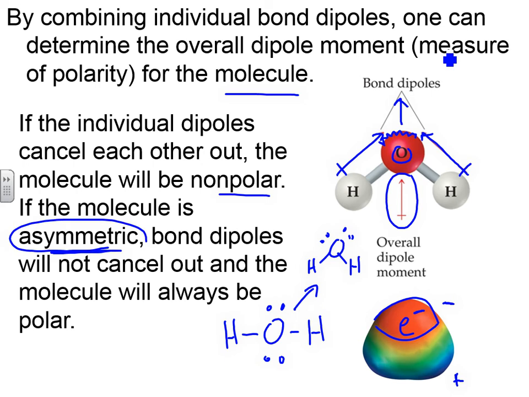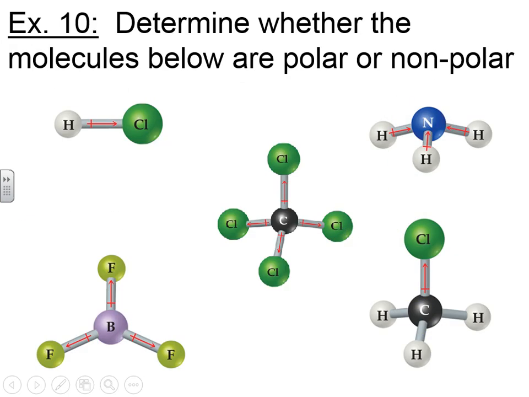Alright, so let's take a look at the next few molecules. Let's take a look at some examples. So here it says, go ahead and determine whether the molecule below are polar or non-polar. Now I've drawn them for you so we can analyze all these shapes we've talked about. And then we'll do the example that has actual molecules themselves that you have to draw out.